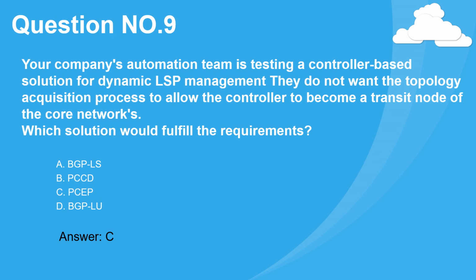Question number 9. Your company's automation team is testing a controller-based solution for dynamic LSP management. They do not want the topology acquisition process to allow the controller to become a transit node of the core network. Which solution would fulfill the requirements? A. BGP-LS. B. PCCD. C. PCEP. D. BGP-LU. Answer: C.